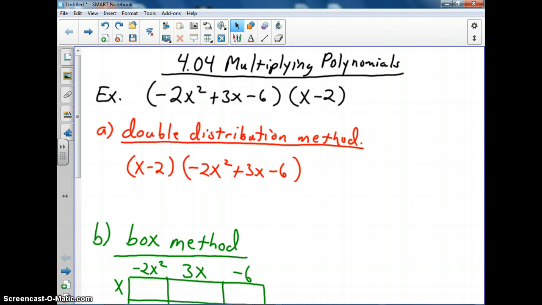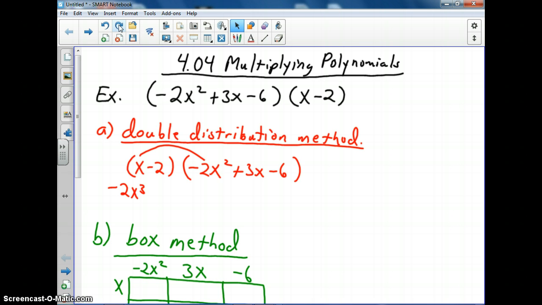Okay, so the first one is what I call the double distributive property method. All you're going to do is take -2 and distribute it to this, and to this, and to this, and take x and distribute it to this, and to this, and to this. Let me ask you this. What's x times -2x squared? -2x cubed, right? That's what you're going to see now.